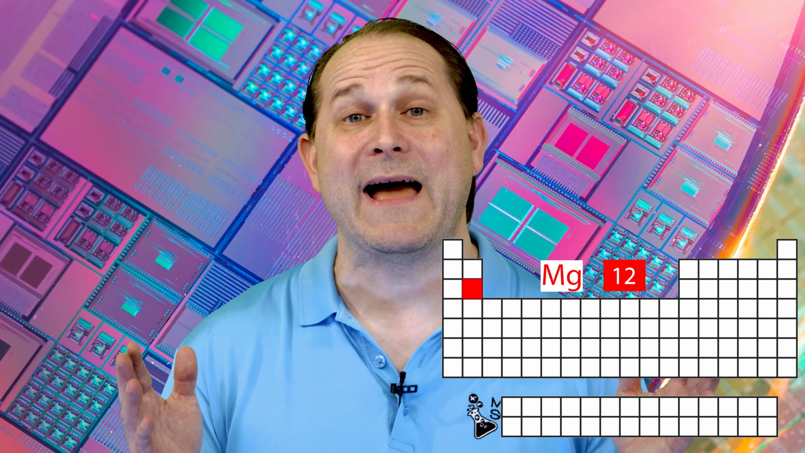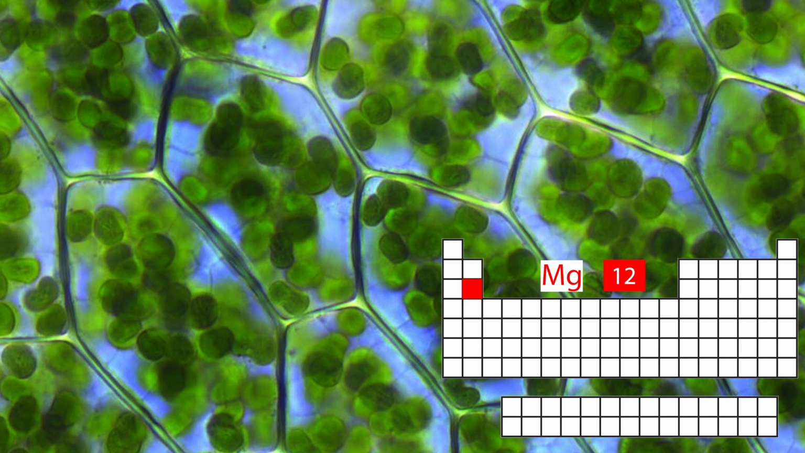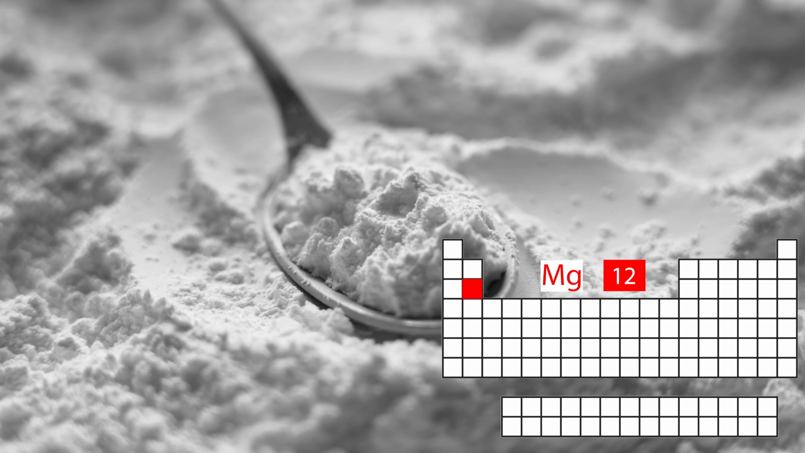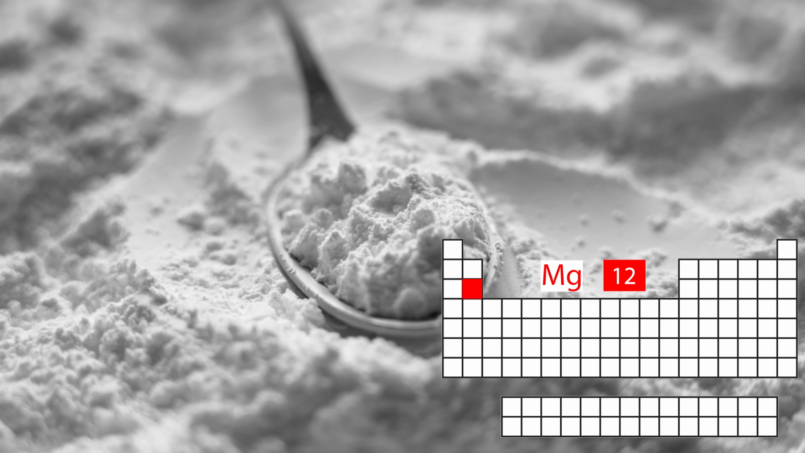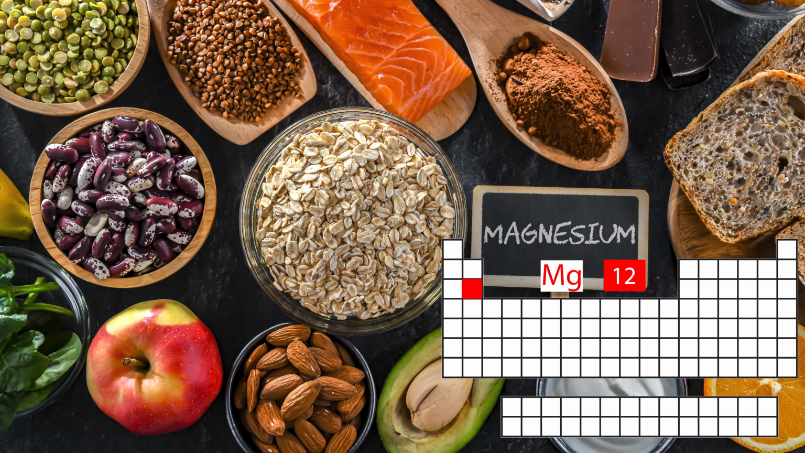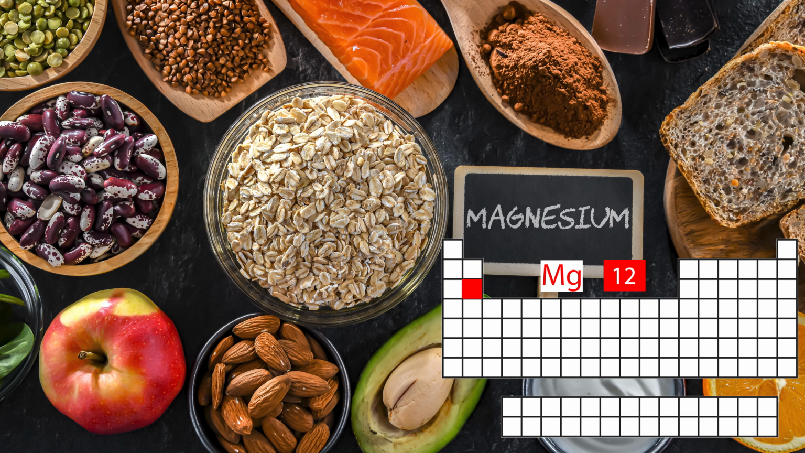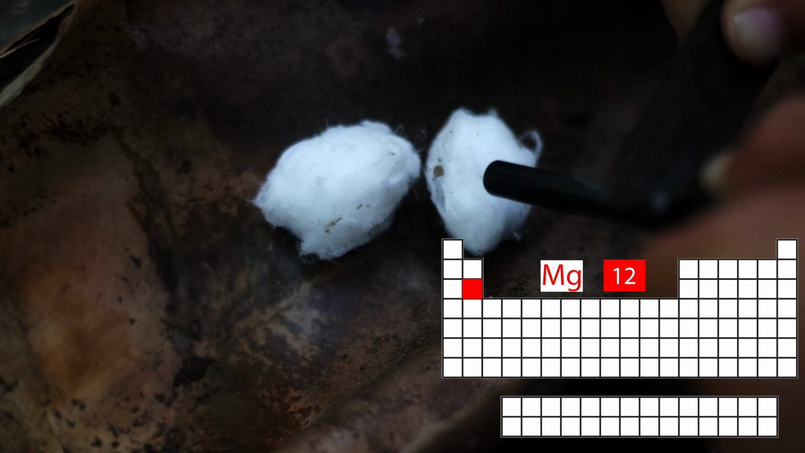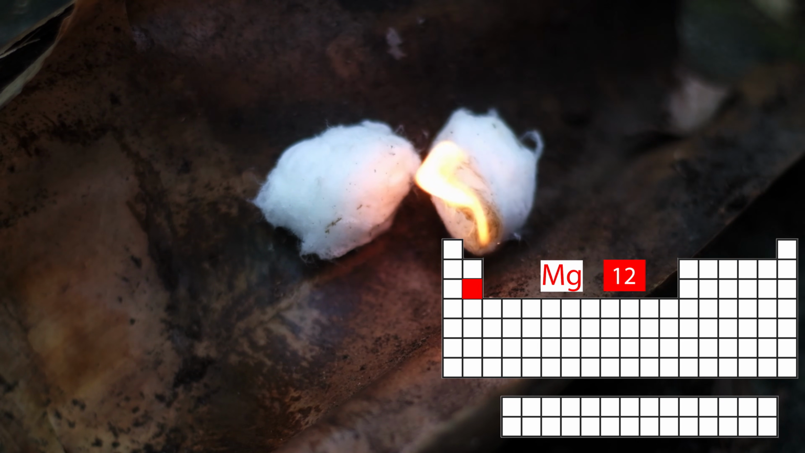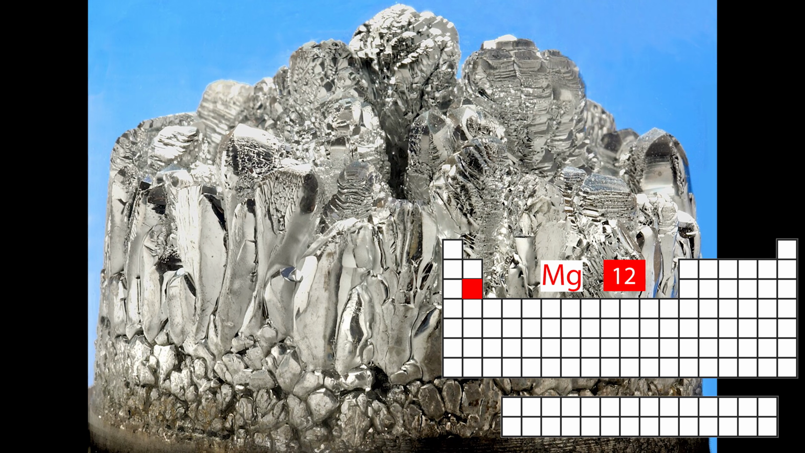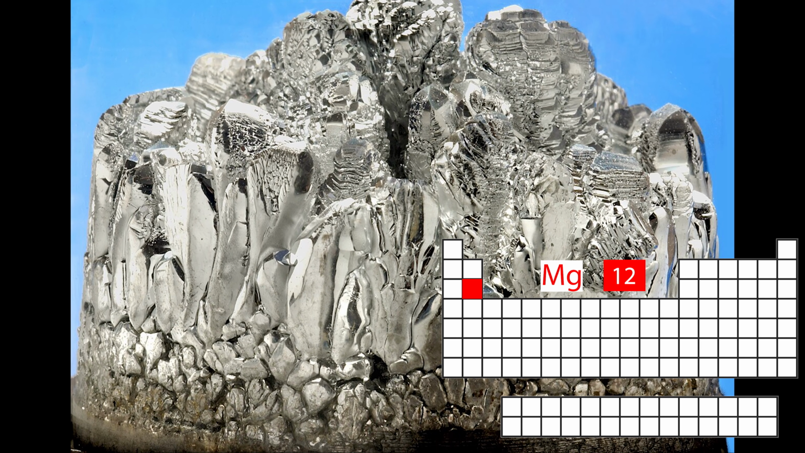Element number 12, magnesium. It's found in chlorophyll, making it crucial for photosynthesis and plant life. Here's a fun fact. Magnesium powder was used in early photography flash bulbs, producing an intense bright white light. Actually, don't do this at home. Maybe I'll do it one day. But if you take a ribbon of magnesium metal and light it with a high enough temperature, it actually burns and combines with the oxygen, producing that intense white light with that pure magnesium metal burning.